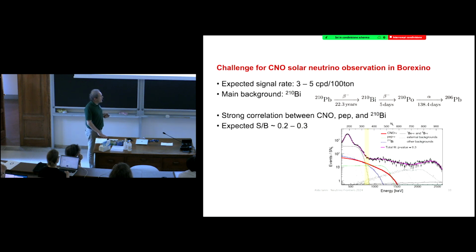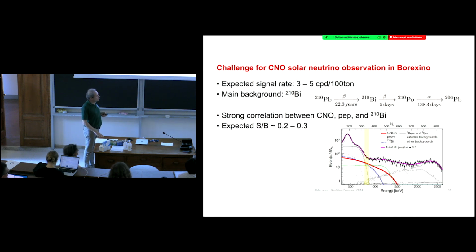So going to the challenge for CNO solar neutrinos. Here you see the spectrum. In red is the CNO spectrum. In blue, dotted, is the bismuth-210 coming from lead-210. And in the region of interest, there is a clear degeneracy between these two spectra. Therefore, in order to really perform a spectral fit here, we need to understand the amount of contamination due to bismuth-210, which depends on lead. So the lead produces bismuth, which is a beta decay, and polonium, which is an alpha decay. Polonium is the huge peak that we have seen before.